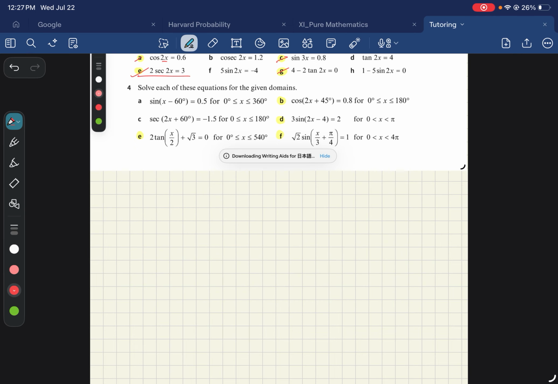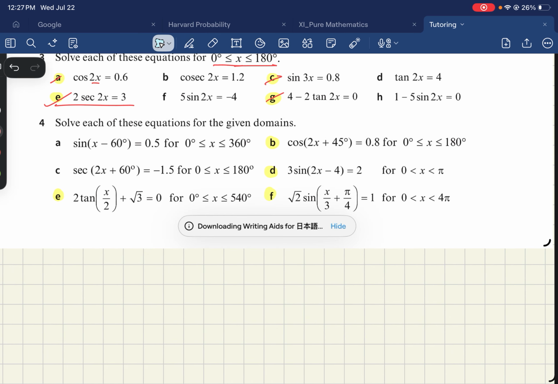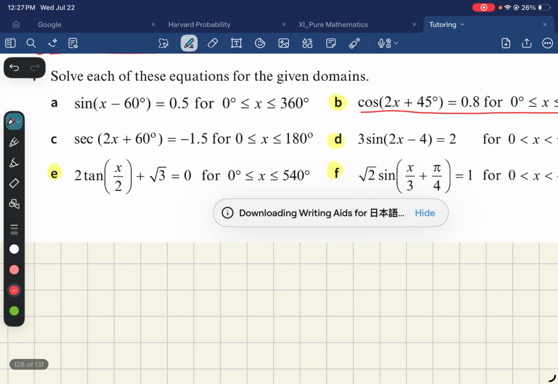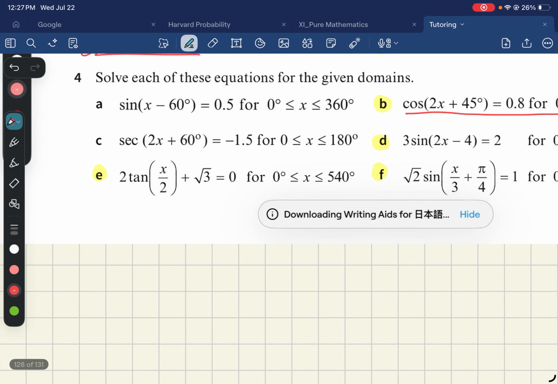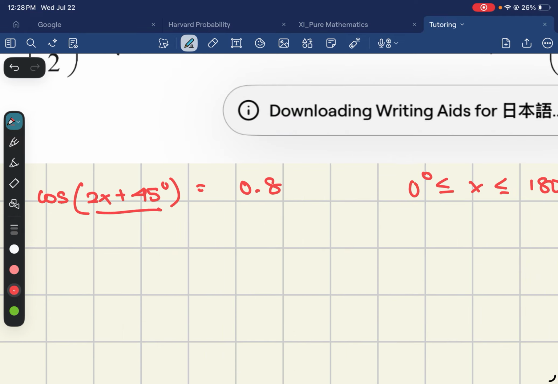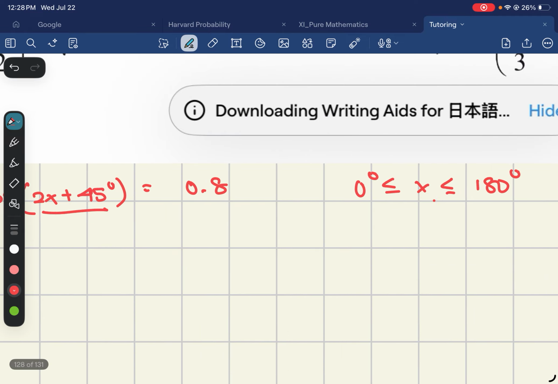So now we're going to look at more complicated problems. So we're going to do B first. B, D, E, and F. All right. So B says that cos of 2x plus 45 degrees, we're working with degrees, is equal to 0.8, and x is between 0 and 180. Well, we don't have x here. We have 2x plus 45.